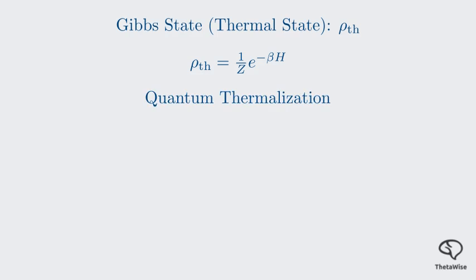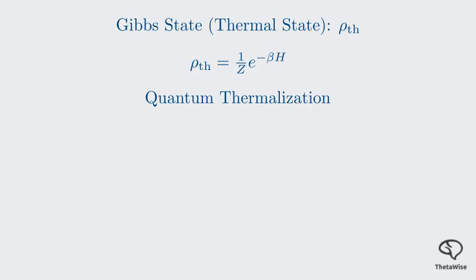This is a deep and active area of research. The question is, how can a system that is fundamentally governed by the time-reversible Schrödinger equation end up in an irreversible thermal state? The answer lies in the system's own complexity. For a large, complex system, its own internal dynamics can act as a bath, causing it to thermalize.